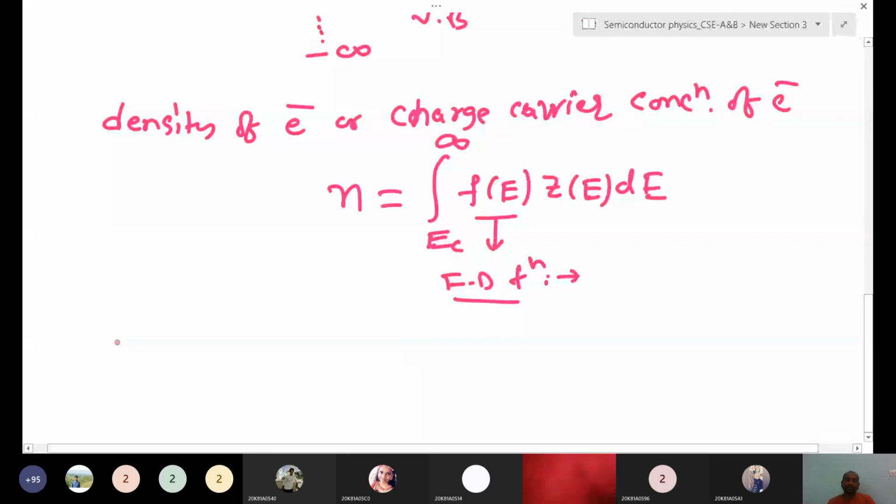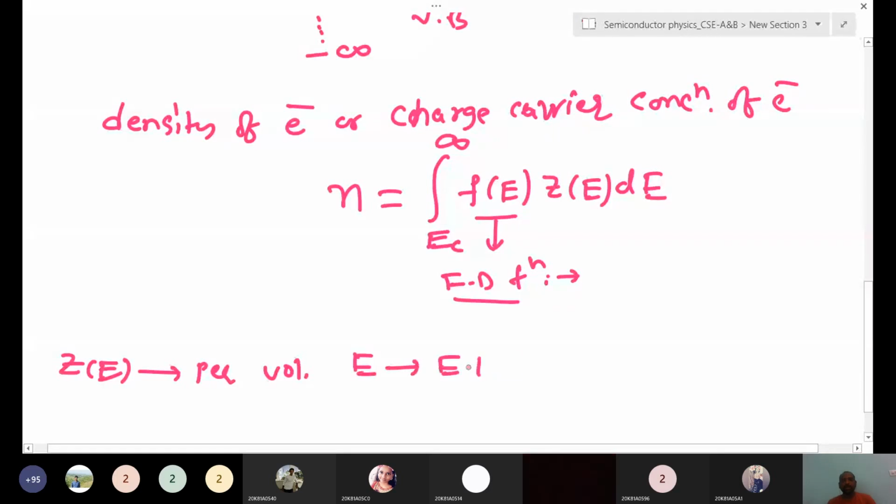Z of E is the density of states per unit volume within the limits of E to E plus dE. That means E plus dE: we are taking a certain energy interval range. This is the density of states.